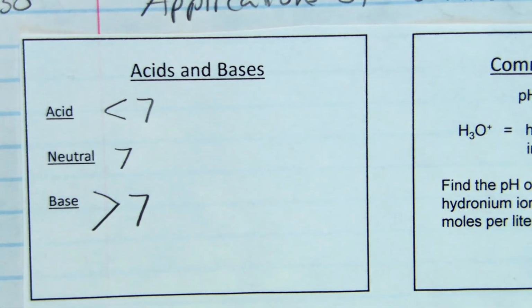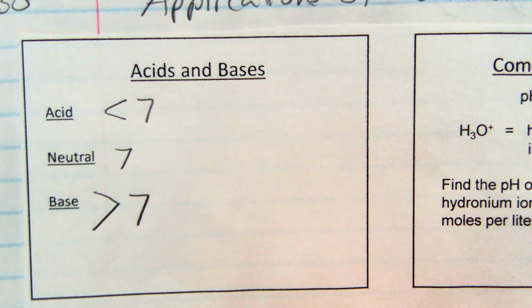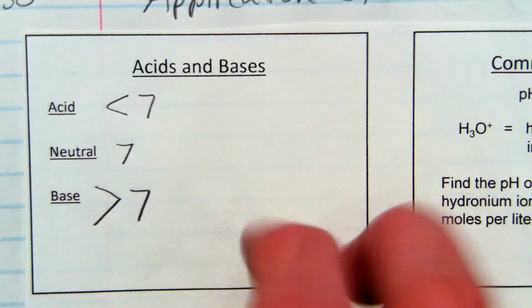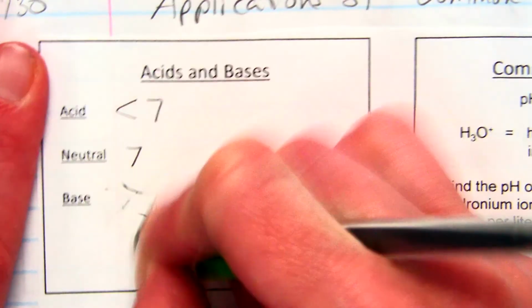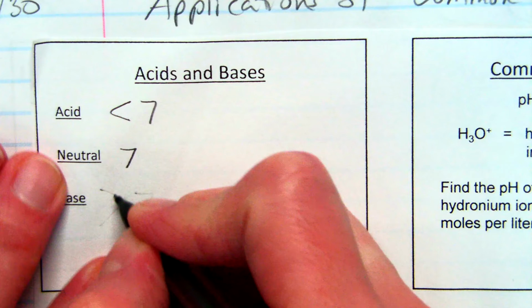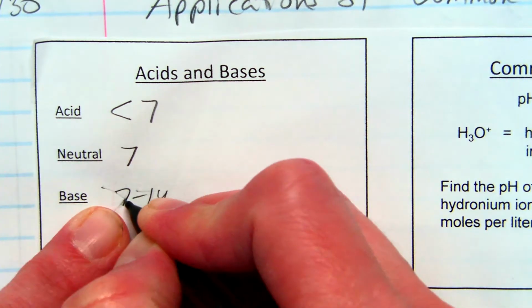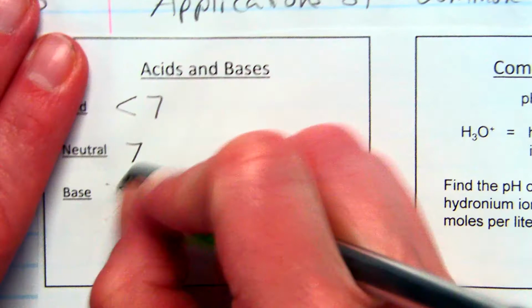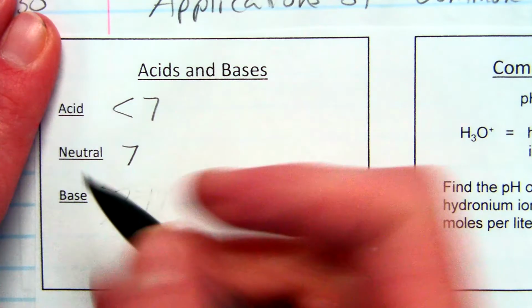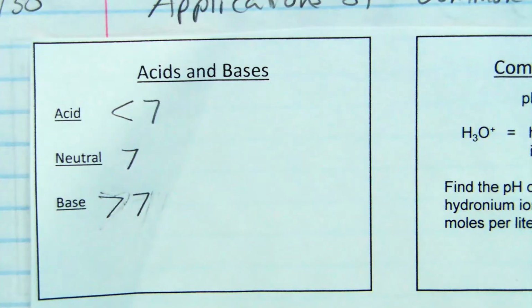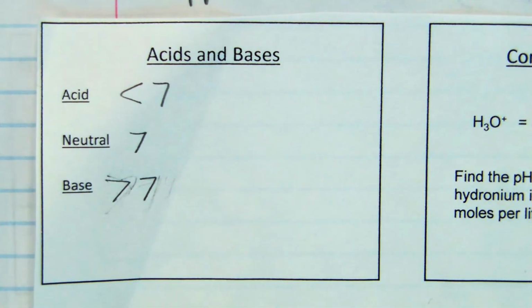So I'm just using those symbols, although it almost looks like a bunch of 7s. So I guess technically for a base, you could say it's between 7 and 14, but it can't actually be 7 because that'd be neutral. So I'll just say greater than 7. It's fine. Just know the end of the scale is 14. I think you guys know that. And so we're going to have that little tidbit to do the next piece.